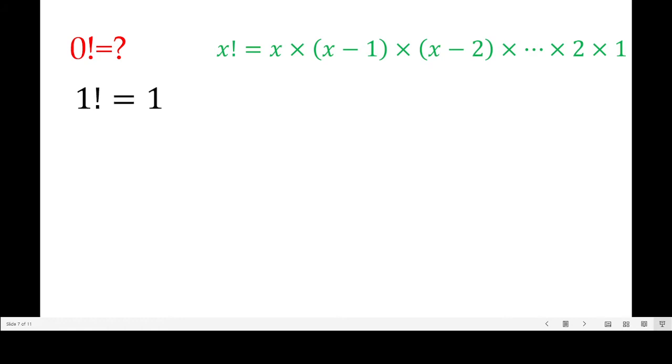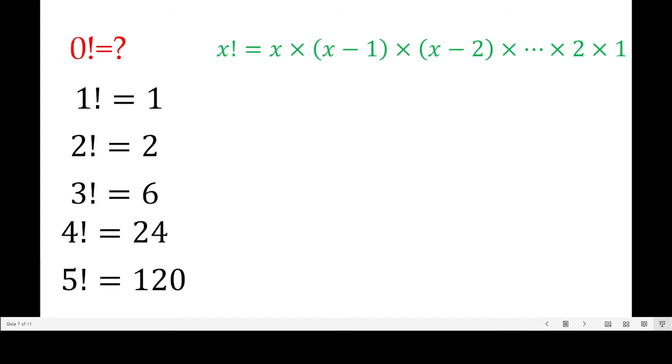Let's start with 1 factorial. It's equal to 1, as we all know. Let's continue. 2 factorial is 2. 3 factorial equals 6. Let's continue. 4 factorial is 24. 5 factorial, yes, 120.